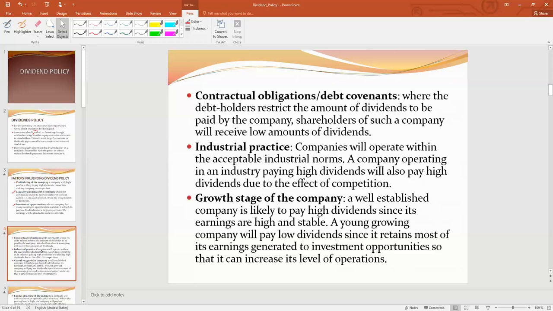Another factor that may, of course, influence the payment of the dividend is the company growth stage. What do you mean by that? Let me just draw a company life cycle graph here to help us understand.